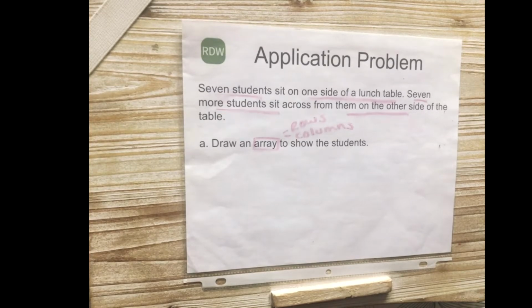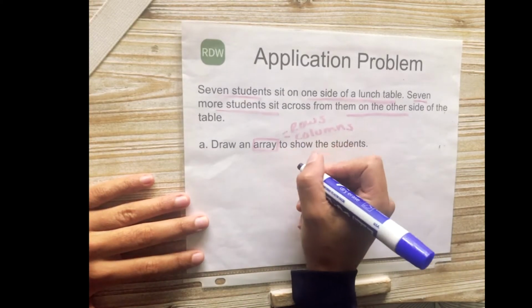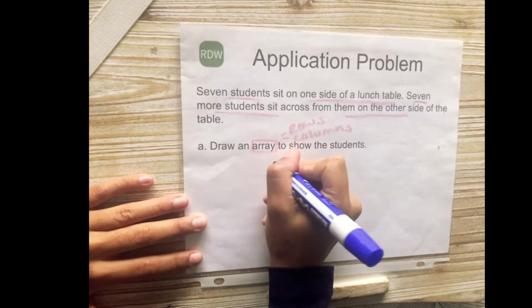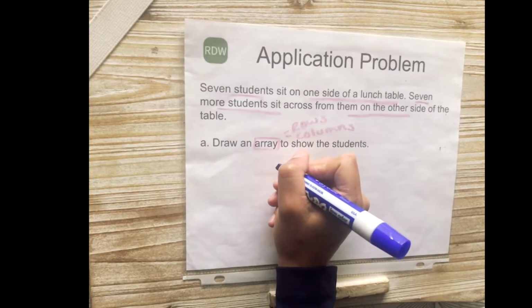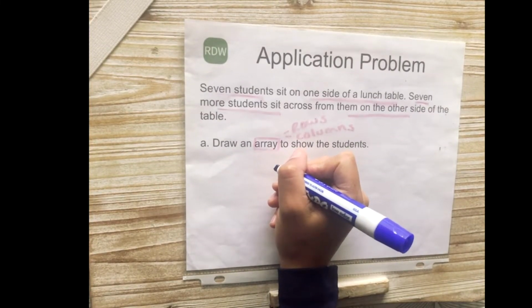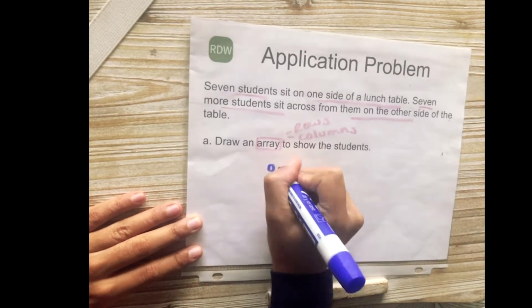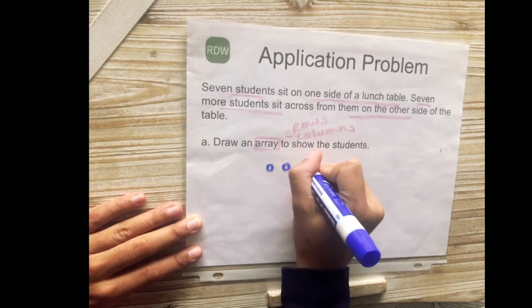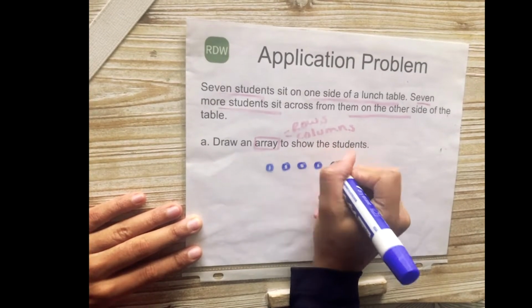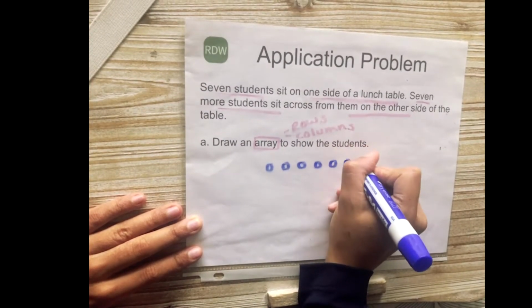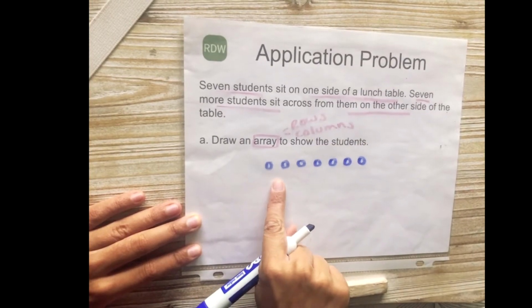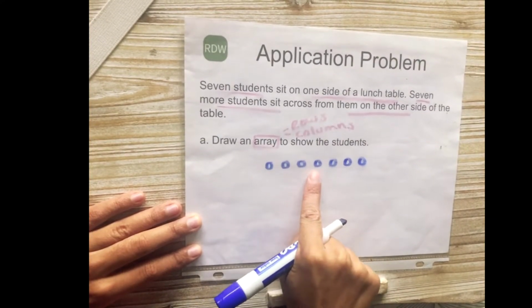So the first thing that I know in my problem is that 7 students sat on one side of a lunch table. So I'm going to represent that with circles. And if you have your notebook with you or your whiteboard, you could also be doing this with Miss Gonzalez. I'm going to represent 7 students with circles. 1, 2, 3, 4, 5, 6, 7. And the reason why I spaced them out is so that I don't get confused when I'm counting.